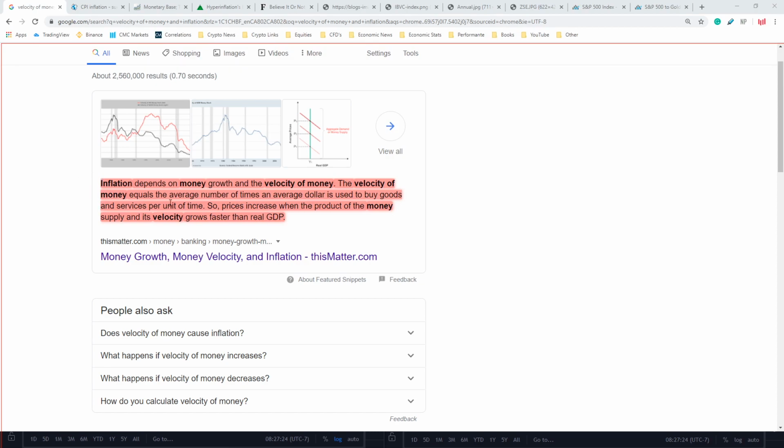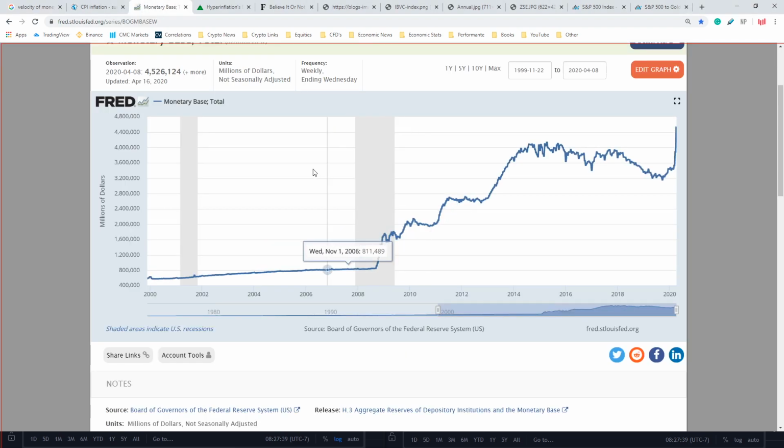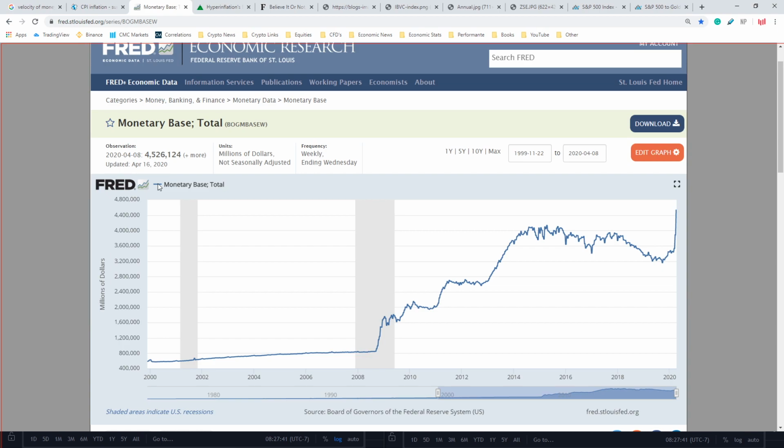And we can see that inflation depends on money growth, which obviously the United States has done a lot of, and the velocity of money. So these are the two key factors that are going to play a part in inflation. So the money growth, we already have that. We see that in the monetary base of the United States.